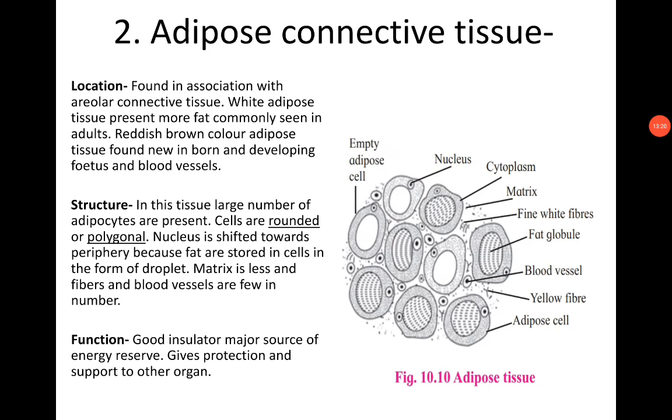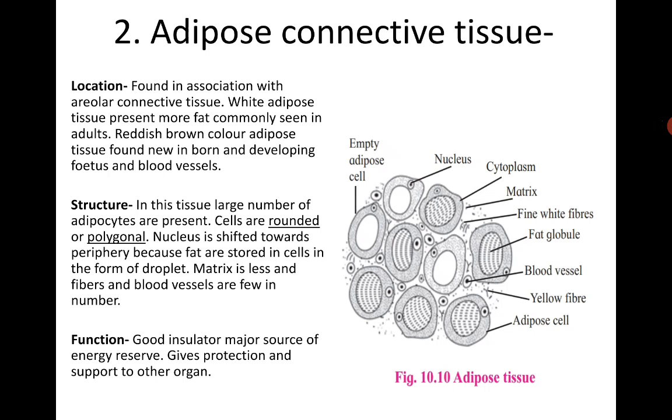Also concentrate on the figure. Eccentric nucleus is present, cytoplasm is also present, matrix quantity is fine, and white fibers and blood vessels are present. White fibers are few in number. Inside the cells, major fat globules are present. The nucleus is small and towards the periphery. This nucleus is called an eccentric nucleus. The quantity of yellow fiber is also less.